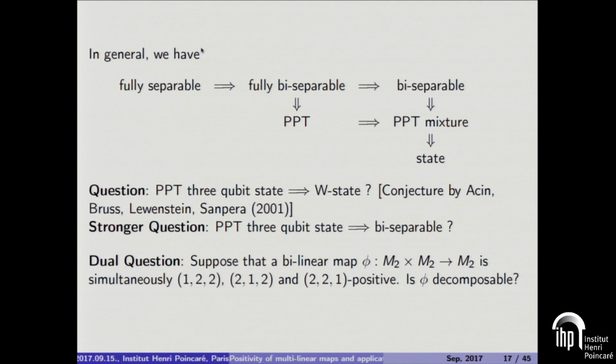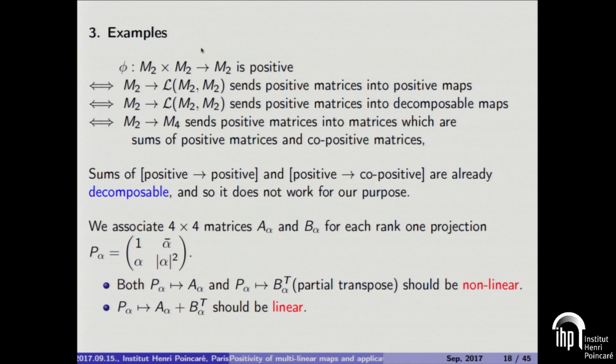To begin with, let's think about what should be implied by the positivity of the bilinear map. Then we may associate a linear map from the matrices into the mapping spaces, which should send a positive matrix into a positive linear map. But in the case of 2x2 matrices, positivity is equivalent to decomposability by the classical work of Størmer in the 1960s.